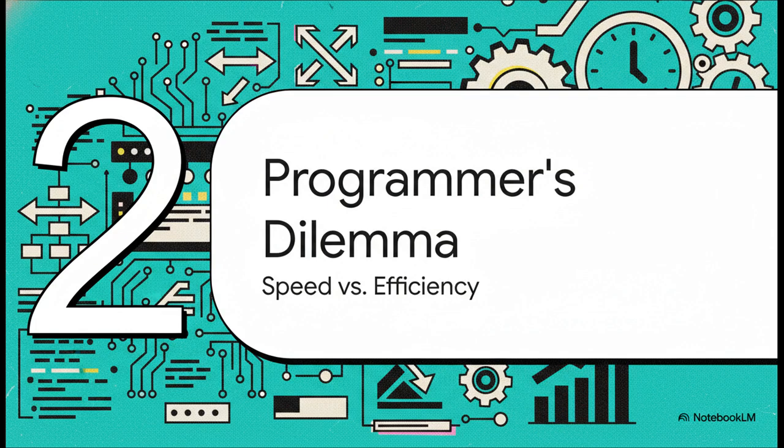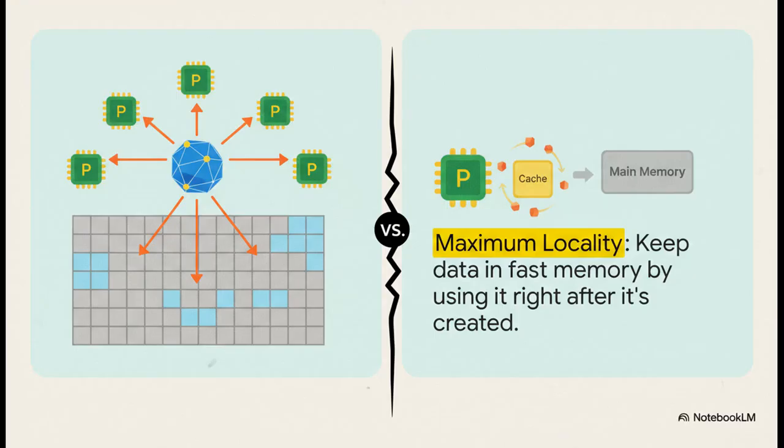Let's break it down. Okay, so on one hand, you want what's called maximum parallelism. Your processor has multiple cores, right? So you want to split the work up and have it chugging away on as many pixels as possible, all at the same time. But on the other hand, you also want maximum data reuse, or locality. That means keeping the data you're currently working with in the processor's super fast cache memory, so you're not constantly making slow trips back to the main system memory. The huge problem is that these two goals are almost always fighting each other.